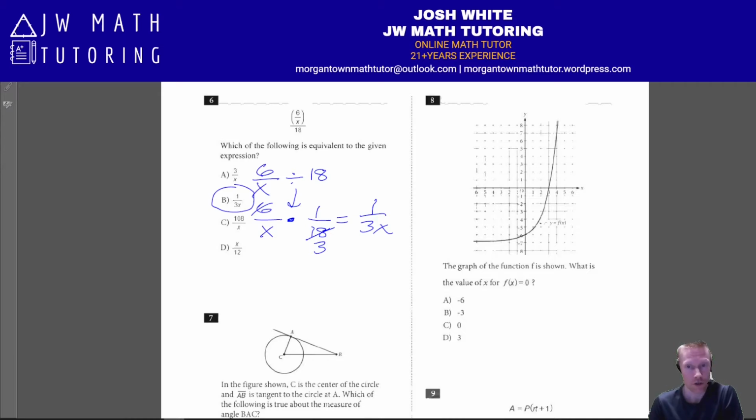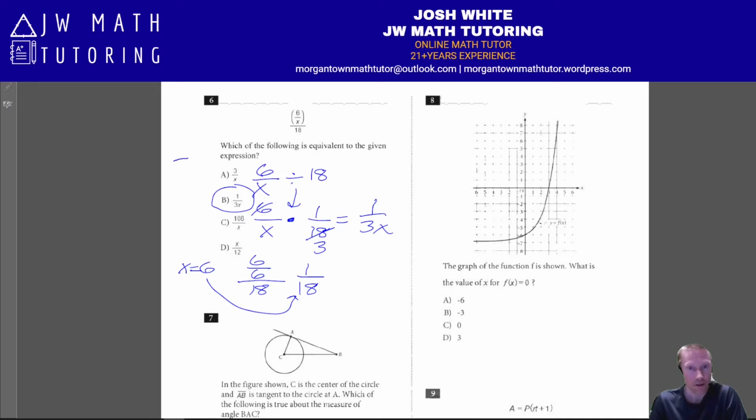Now, just to show you, here's an alternate way that you could do this using picking numbers. So I'm going to choose a number for x of 6. And then if I plug that in, I get 6 over 6 all over 18. But you should be able to recognize 6 over 6 is just 1. So when I let x equal 6, this entire expression comes out to be equal to 1 over 18. Now go through your answer choices and plug in 6 for x and see which one equals 1 over 18.